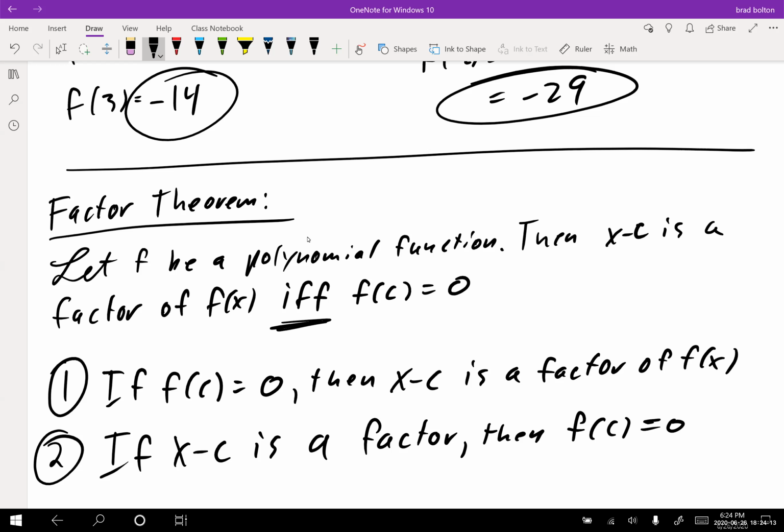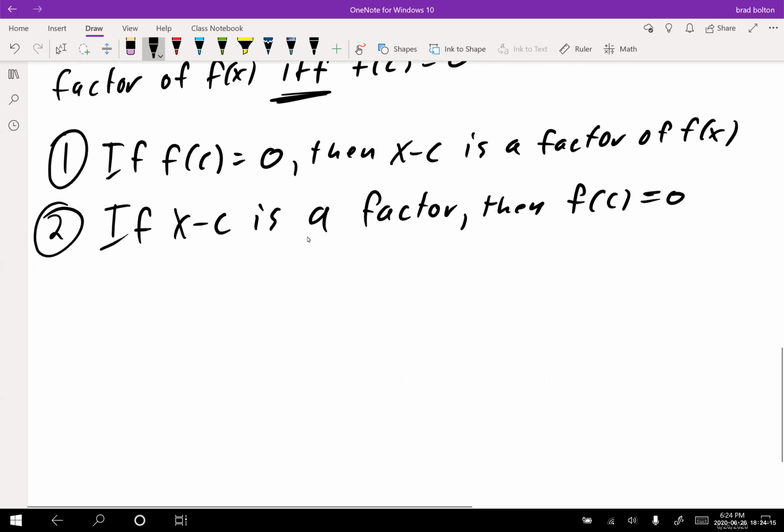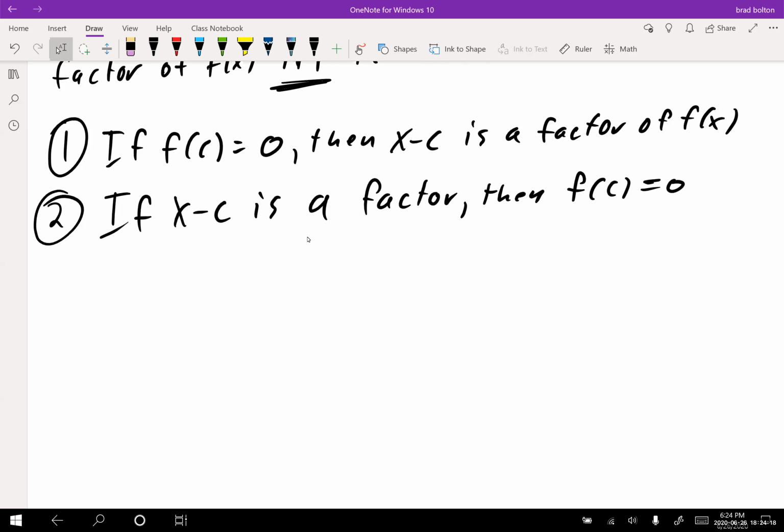I shouldn't say the if-then statement, but it's basically equality. That's how we kind of think of it.